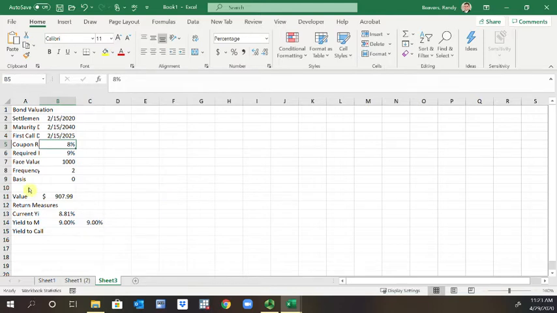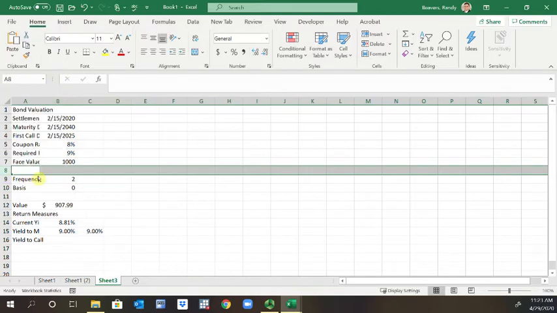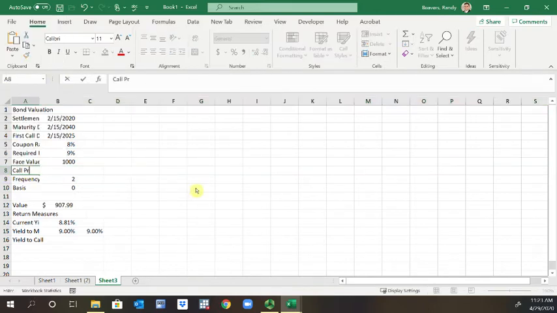We're now going to insert a row above A8. So this is going to be call price. We'll say this is going to be 10.50 or 5% over par.